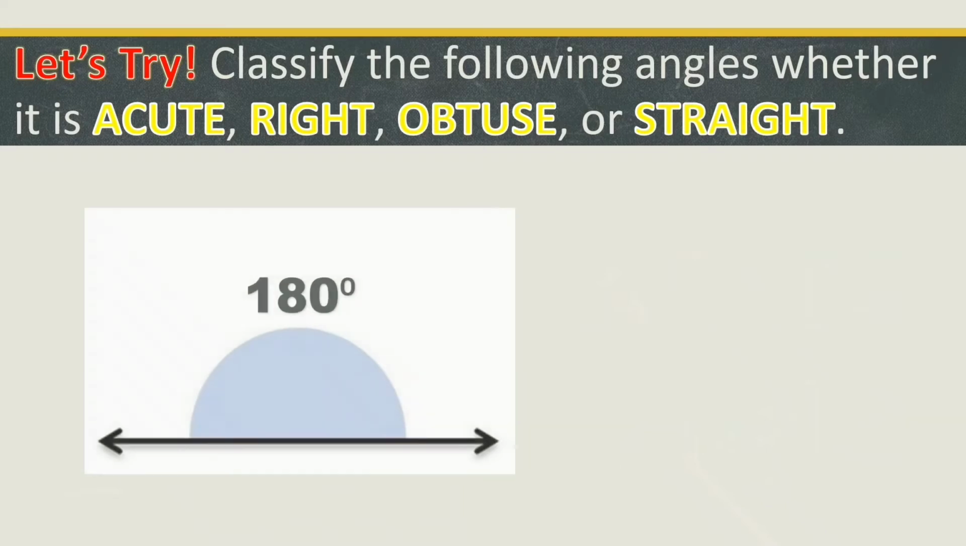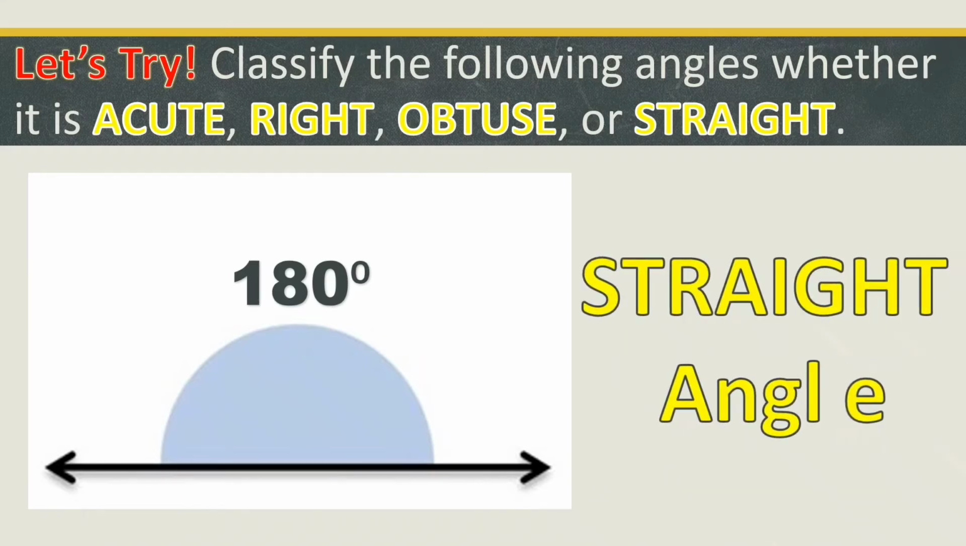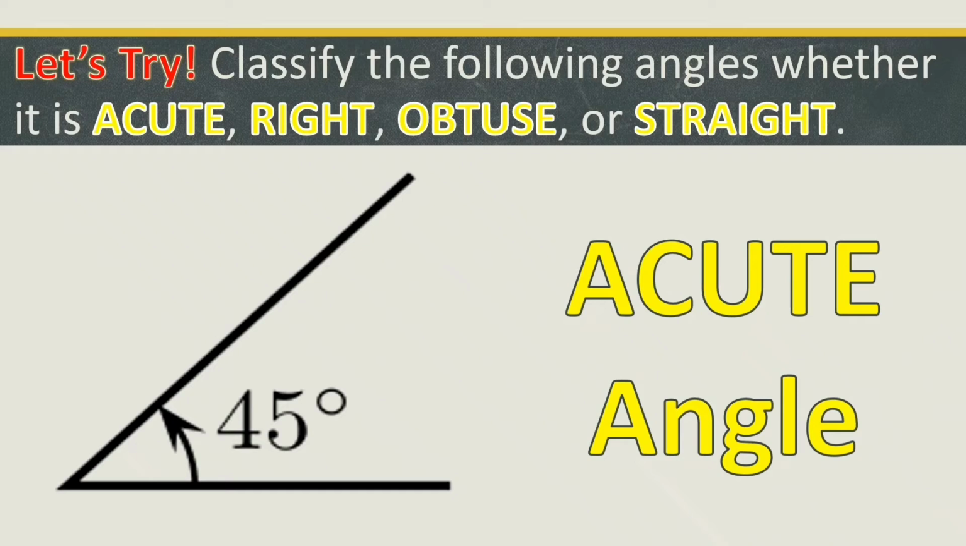Next is, this angle is straight since the measure is exactly 180 degrees. Next angle is, this is an acute angle since the measure is greater than 0 but less than 90 degrees.